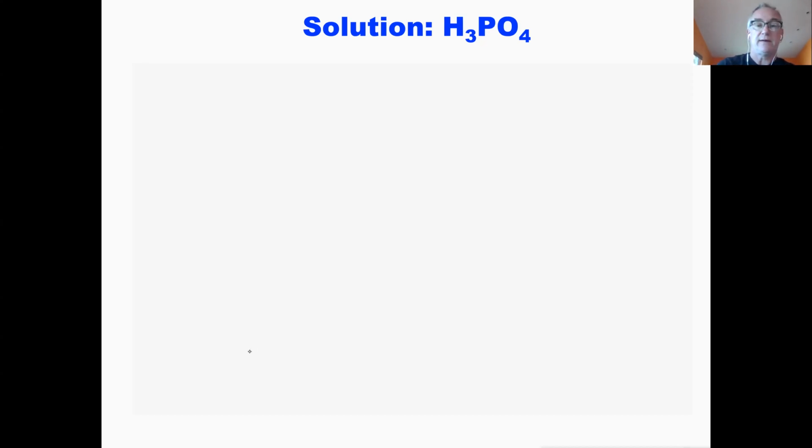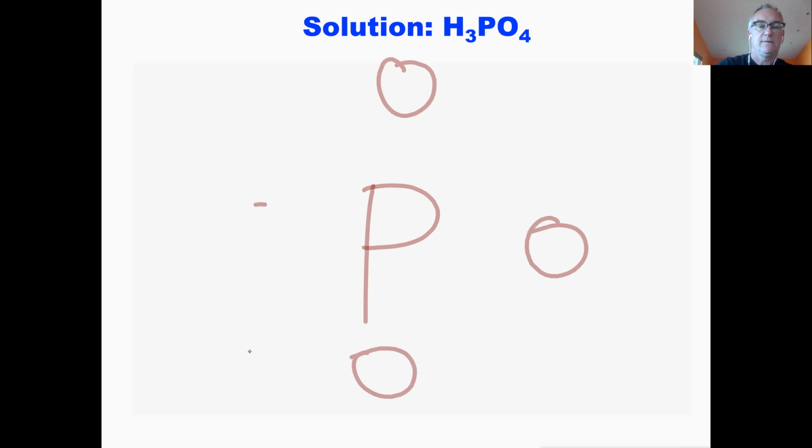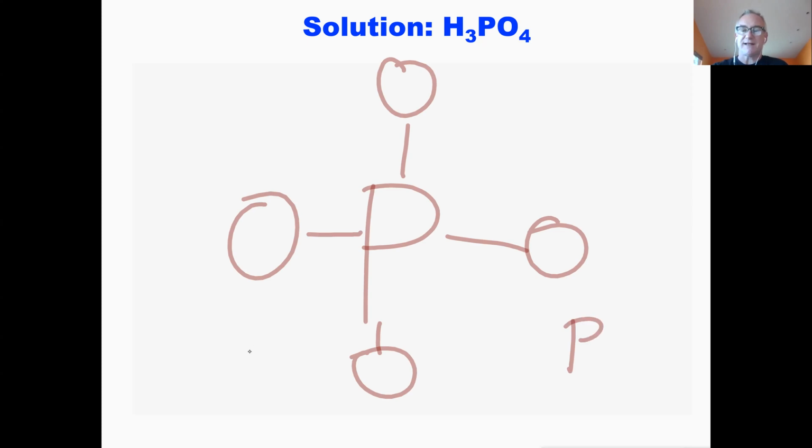So let's do that. So put phosphorus in the middle, and then 1, 2, 3, 4 oxygens around it, and we'll give each of them a bond. Okay, so how many total electrons should we have? How many valence electrons do we get to play with here? Phosphorus has how many valence electrons? What group is it in? 5. It's in group 5.